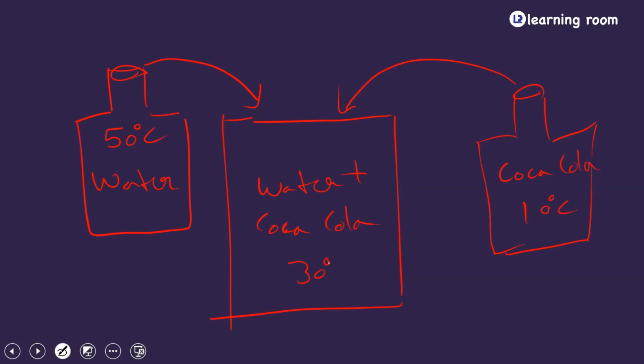How much temperature has water lost? 20. So it has lost 20 degrees. How much has Coca-Cola gained? 20 degrees. So, clear? The idea is the amount of heat which is lost by water is equal to the amount of heat which is gained by Coca-Cola. Both are losing and gaining the same amount, and both are coming to one middle point. Water is losing temperature, Coca-Cola is gaining temperature. This is not more than water, this is not less than Coca-Cola. It's in the middle value. Correct? Okay, so this is the principle of calorimetry.